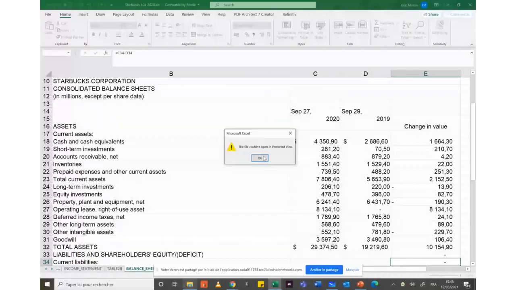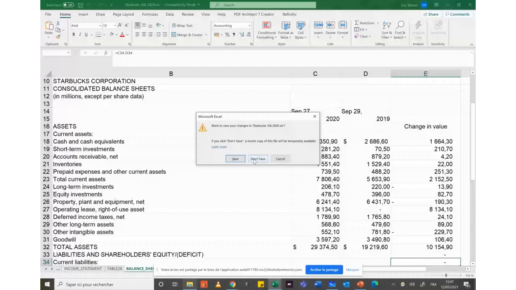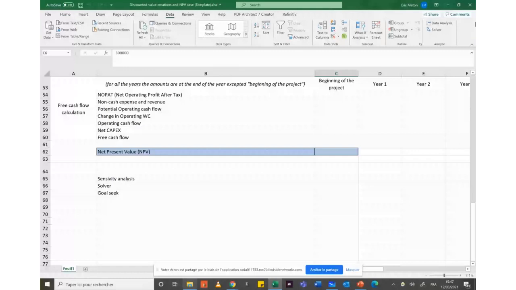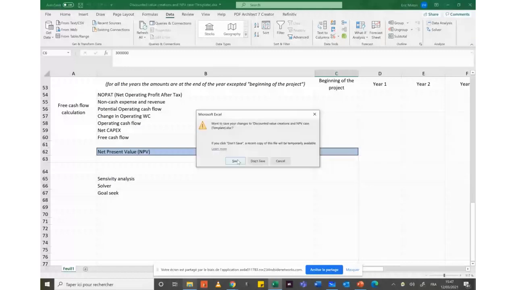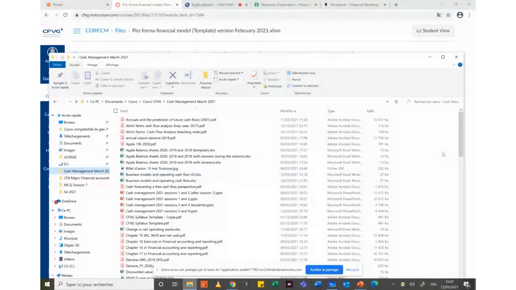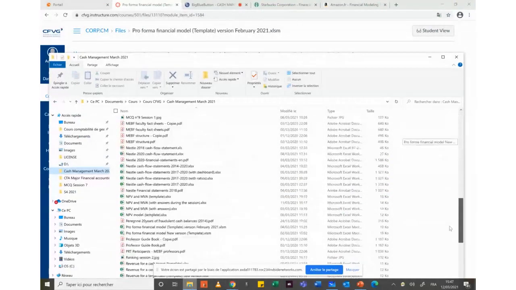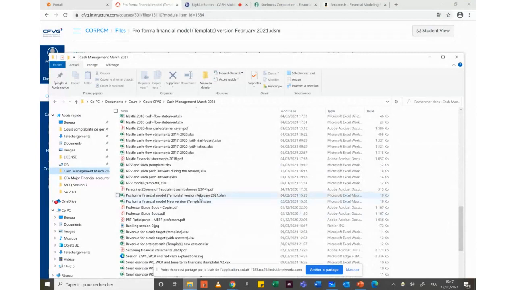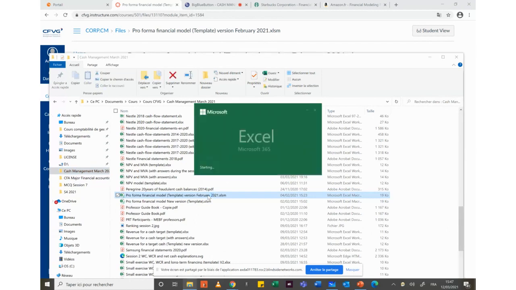Okay, why is it protected? I hope you can download the Excel file. For you, it's not a problem, because here I can download the Excel file. Okay, don't save. So I will use directly from here, pro forma financial model, new version. I don't remember which version I put. I suppose it's this one. It's the same. Tell me if you have problem to download the Excel file.